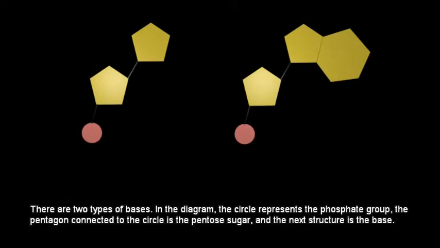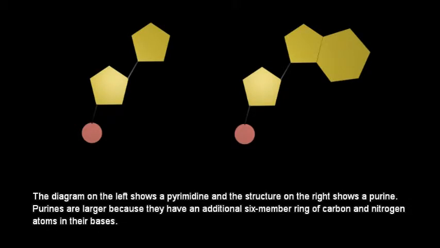In the diagram, the circle represents the phosphate group. The pentagon connected to the circle is the pentose sugar, and the next structure is the base. The diagram on the left shows a pyrimidine, and the structure on the right shows a purine. Purines are larger because they have an additional 6-member ring of carbon and nitrogen atoms in their bases.